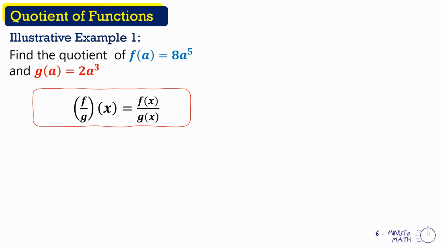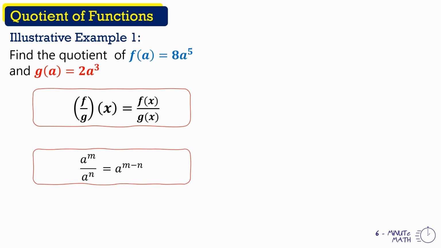And then, isa pa sa dapat nating tandaan kapag nagdi-divide tayo ng function and also kapag nagsisimplify tayo ng function is yung law of exponent na a raised to m over a raised to n is equal to a raised to m minus n. So, ginagamit natin to kapag nagdi-divide tayo ng expressions with the same variable. Ang ginagawa natin sa exponent nila is sinusubtract. So, try natin sagutan yung example number 1.